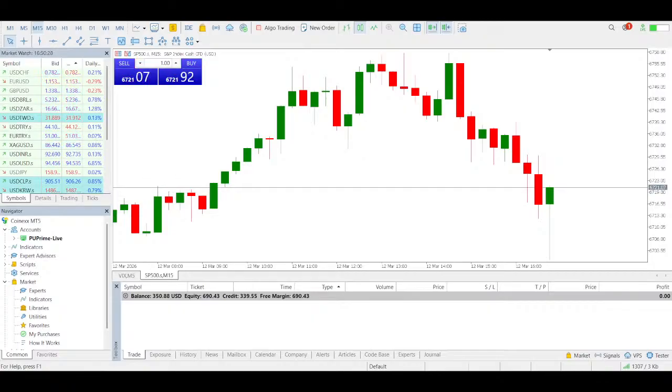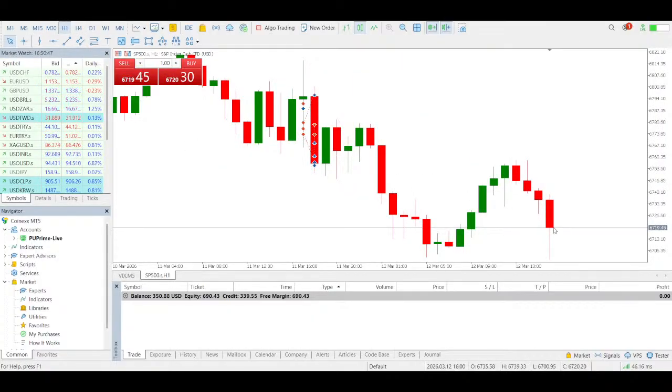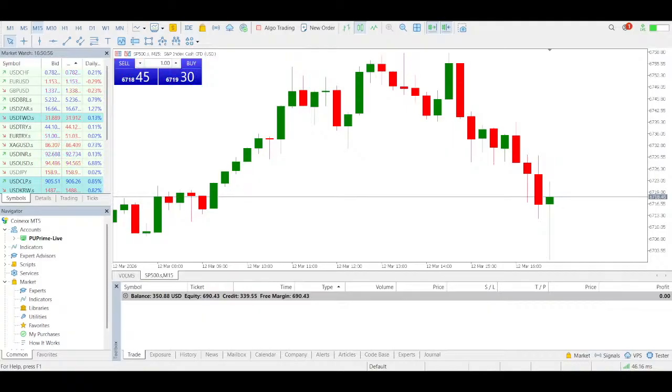I still kind of want to get in short now, but I want to see the 1 hour candle close first. If I was going to get in short here, my stop would be at the top of this 1 hour candle. Then I can decide what I want to do. For the most part, I try to stay out of the first hour until the trend becomes pretty clear.